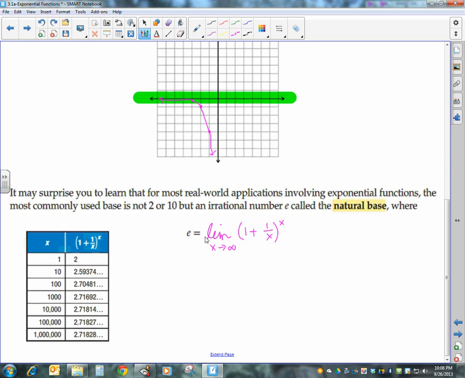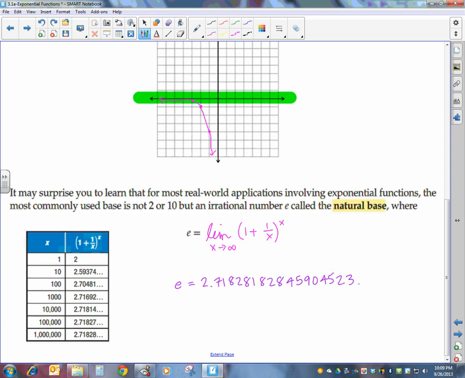As x goes to infinity, as I make my x values bigger and bigger, you can see that this number is getting closer and closer to our number e. It stands for Euler's number, and if you want to carry it out, 2.7182815904523, on and on. It is an irrational number, just like pi.